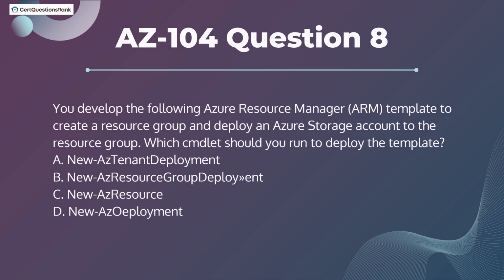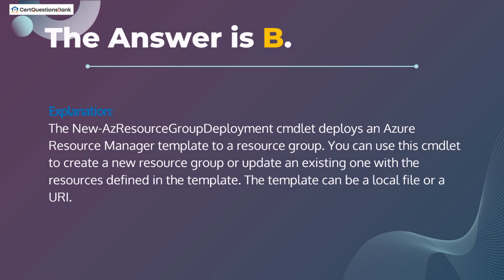You develop the following Azure Resource Manager (ARM) template to create a resource group and deploy an Azure storage account to the resource group. Which cmdlet should you run to deploy the template? A. New-AzTenantDeployment. B. New-AzResourceGroupDeployment. C. New-AzResource. D. New-AzDeployment. The answer is B.